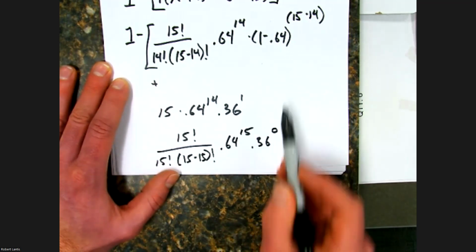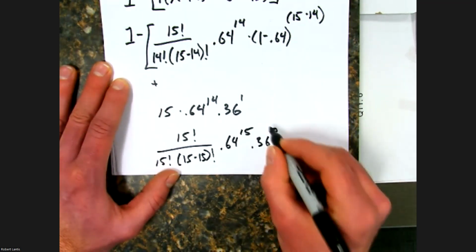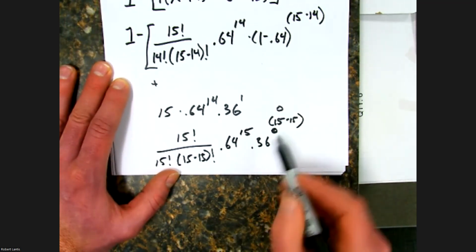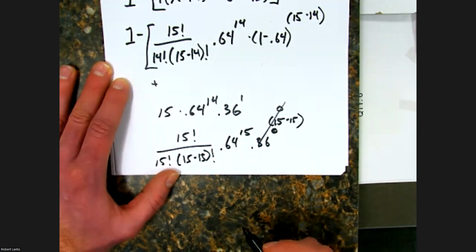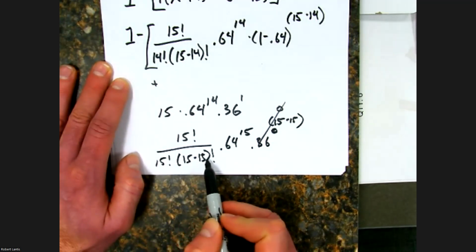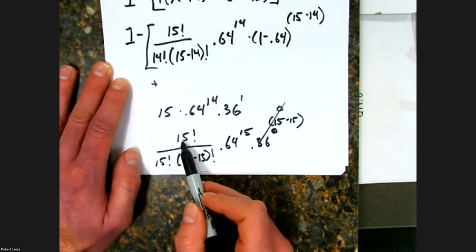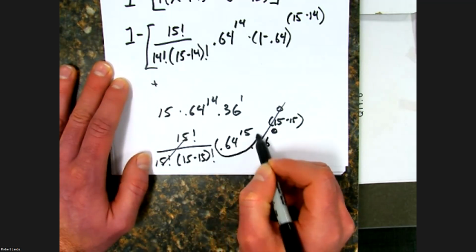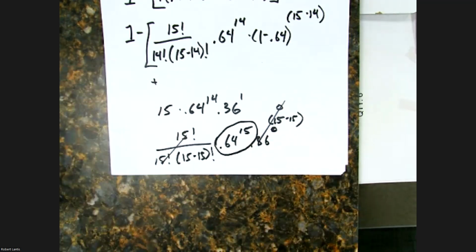Right, because n minus x, 15 minus 15, I guess I should write this out. 15 minus 15. Well, that's just 0. Anything to the 0 power is 1. Multiplying by 1 doesn't change anything. 0 factorial is 1. 15 over 15 factorial cancels. This whole thing cancels. If we ever want the probability that all of them are successes, it's simply that underlying probability of success to the power of however many trials we have. So this would give me the probability that x is equal to 15.